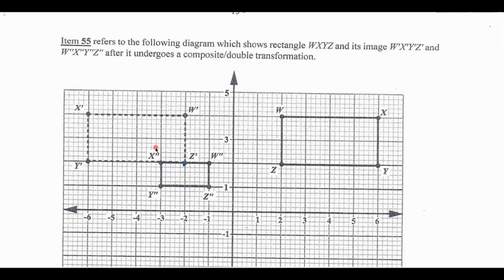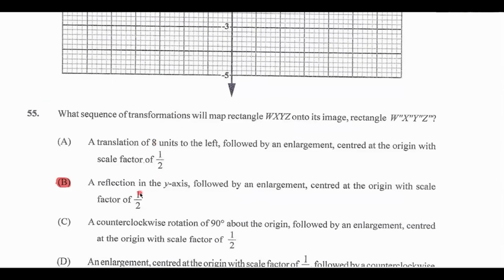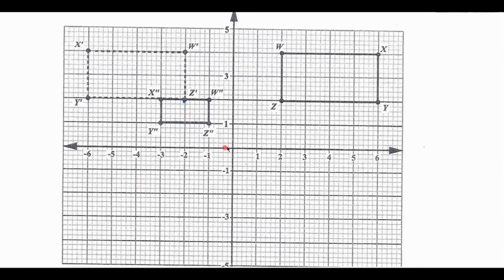Well, it's a reflection about the y-axis to get my dotted rectangle. And then my dotted rectangle is shrunk, right, by an enlargement of a half. How did I get that? Well, if this side is 2 blocks and this is 1 block, this means that this was shrunk by a factor of a half. And it was shrunk about the origin.